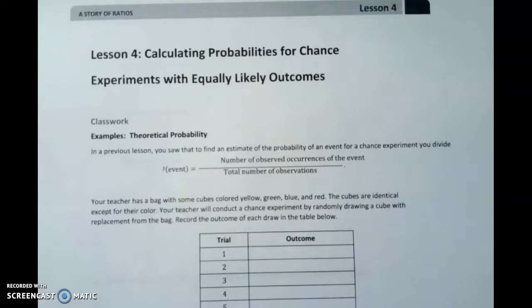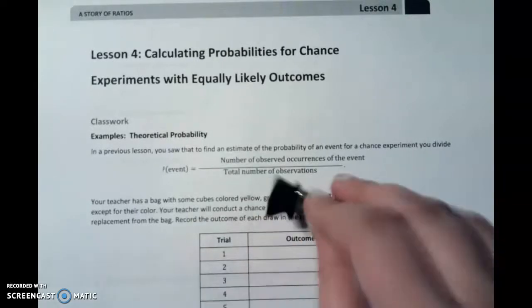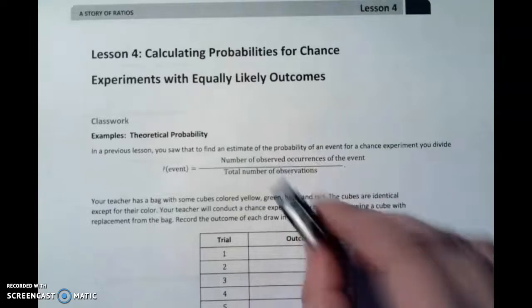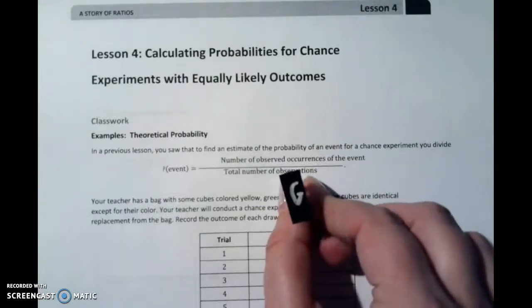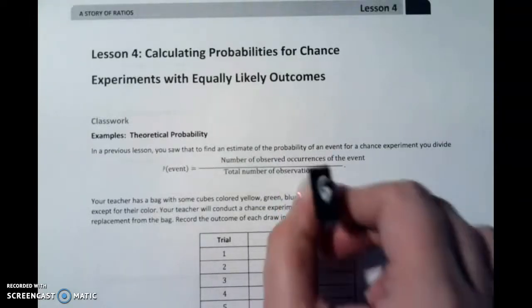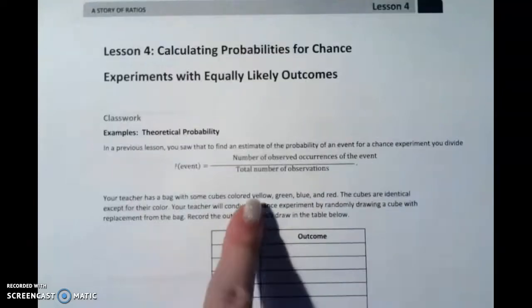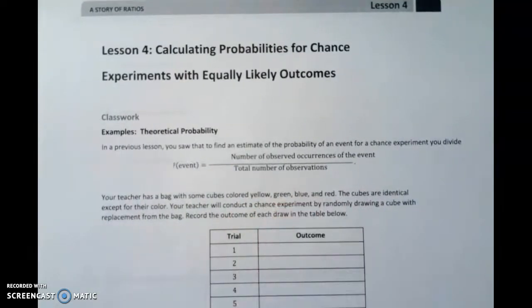So, this experiment says that I start with a bag. Now, I didn't have a bag, so I've got this little box that I started with. I also didn't have colored cubes, so instead, I had a box of these. So I took 20 of these and labeled them with the first letter of the colors. So yellow, green, blue, and red. So I have a random amount in here.